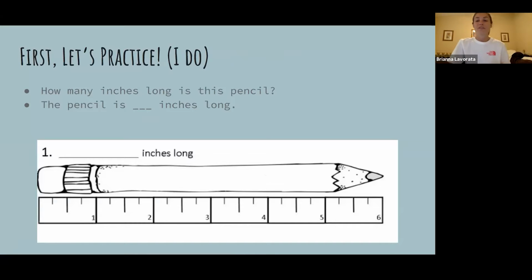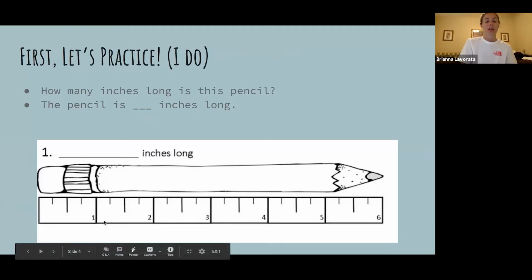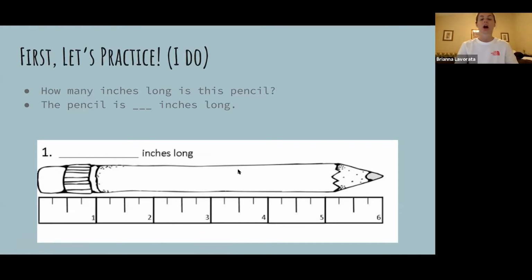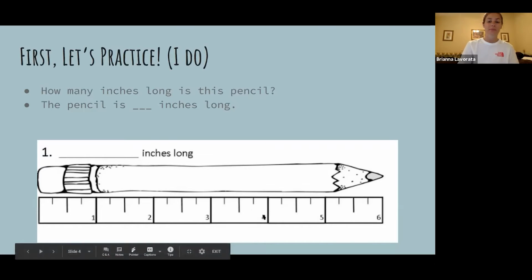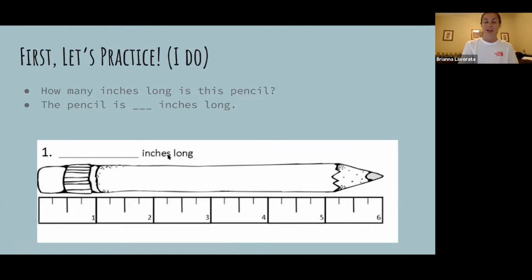So right here, we have an image of a pencil, okay? And we are going to measure our pencil with a ruler, just like the image that you see here below, okay? It has 1 inch, 2 inches, 3, 4 inches, 5 inches, and 6 inches, okay? So the first thing we're going to identify is our object. So our object that we're measuring here is going to be a pencil. The measuring tool that we're using is going to be a ruler, okay? The unit of measurement is going to be in inches, okay?